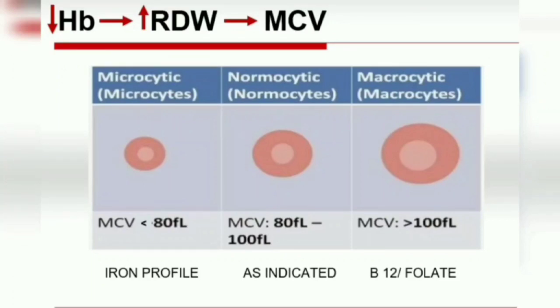Low hemoglobin levels, high RDW with low MCV. The most likely cause is iron deficiency. We need to send iron profile. High RDW with high MCV. Most commonly, the etiology is vitamin B12 or folate deficiency. We need to send the B12 and folate levels.